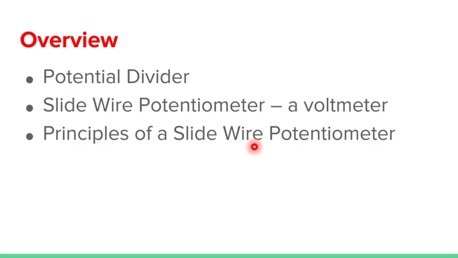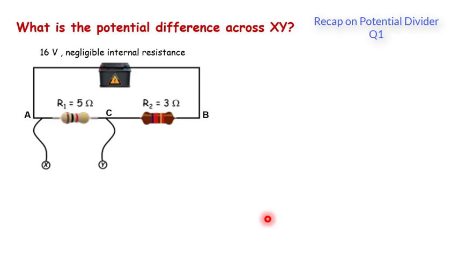As the potentiometer is often a challenging topic for many students, we'll spend a little bit more time today developing this idea. We'll first start off with what we have just learned, the potential divider. Then, we'll use this idea to talk about when a slide wire potentiometer can be used as a voltmeter. Finally, we'll come back and consolidate on the principles of a slide wire potentiometer. Before we look at how the potentiometer works, let us now look at this question.